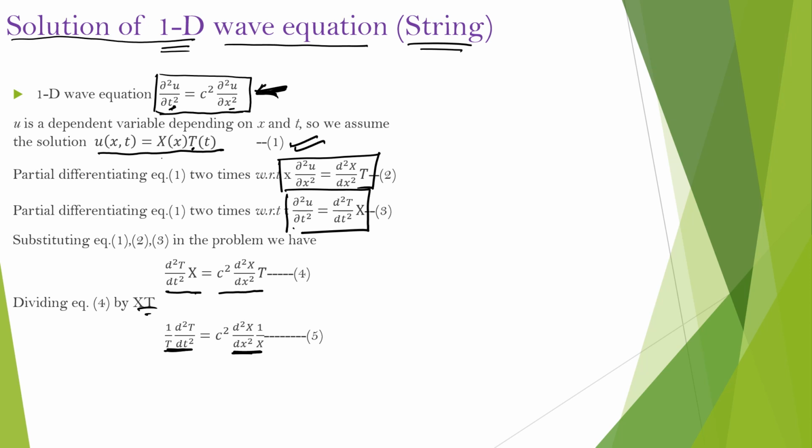The variables are separated: T is with the derivative of T and X is along with the derivative of X. Now that the variables are separate, we assume this is equal to a constant, minus p square.